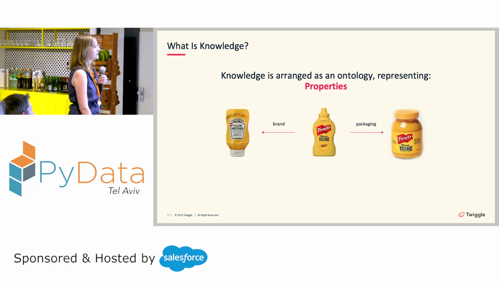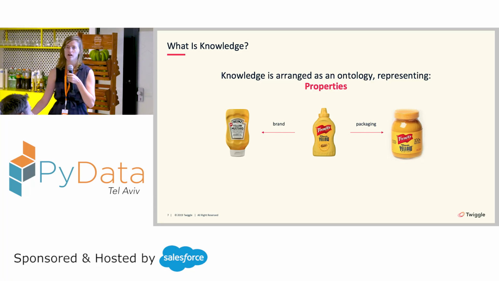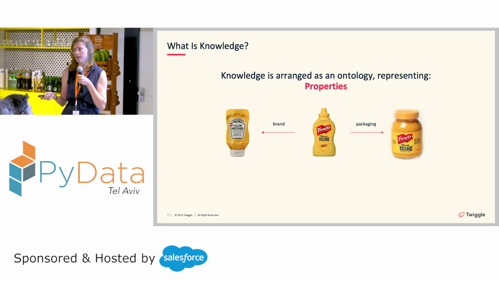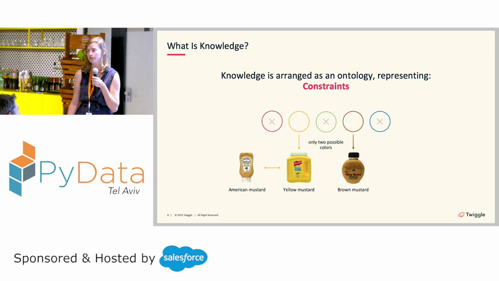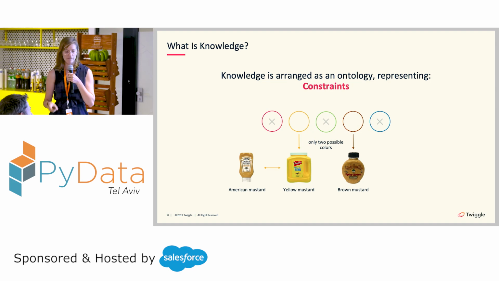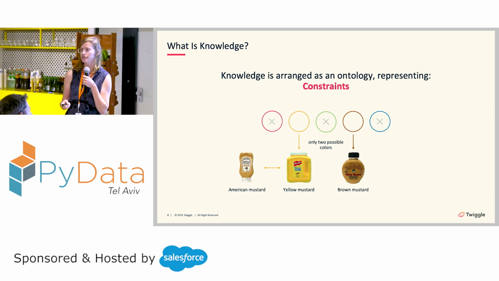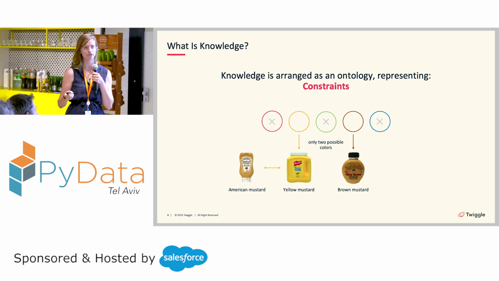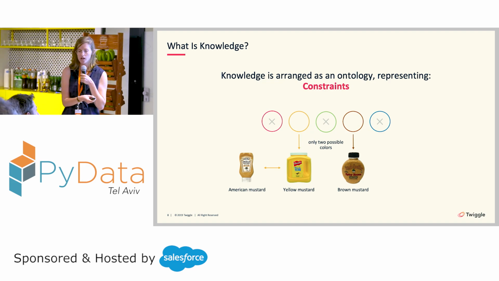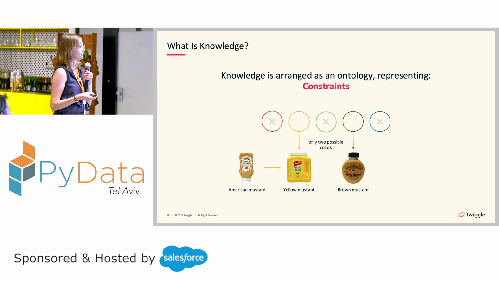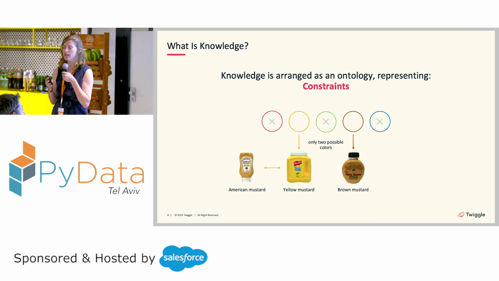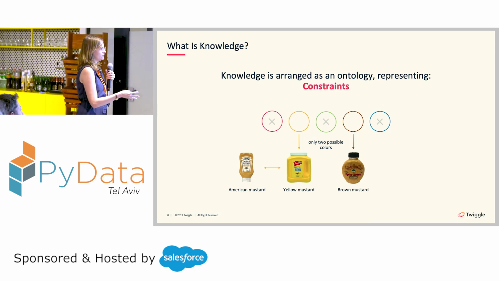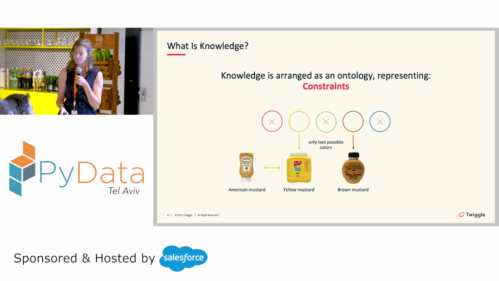The third part is properties. So my mustard can come in different packages, can come in a jar, can come in a bottle, can have different sizes, can come from different brands. And the fourth part, which is also a little bit tricky, is constraints. Because if I have a yellow mustard and I have a brown mustard, then you might think, okay, let's combine the knowledge of color with the knowledge of mustard. But actually, we cannot do that because there's no such thing as a green mustard or a blue mustard. So we have to constrain that in a way. And we also have to know that a yellow mustard is exactly the same thing as an American mustard.